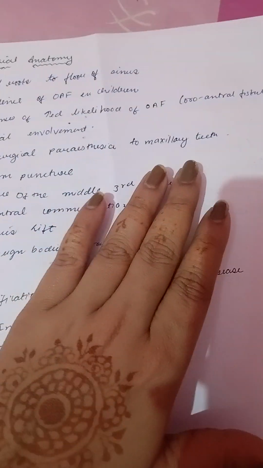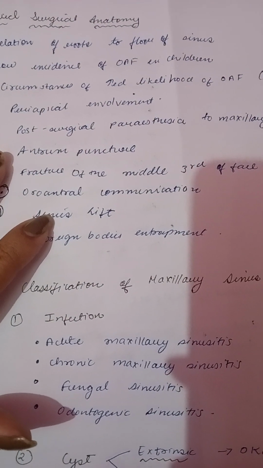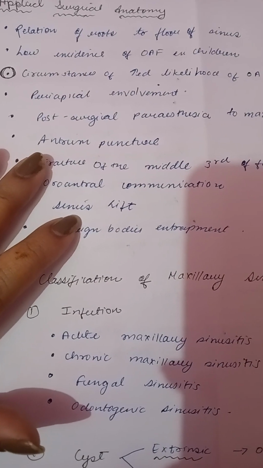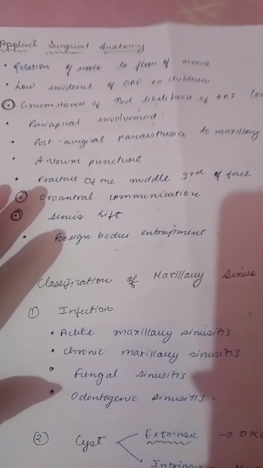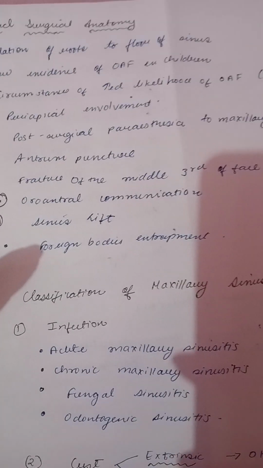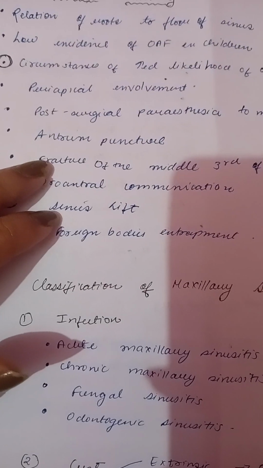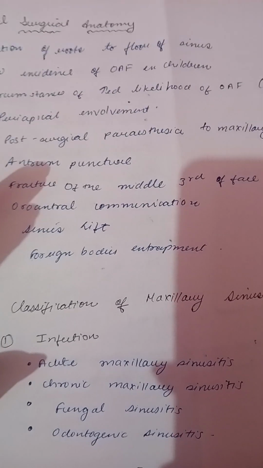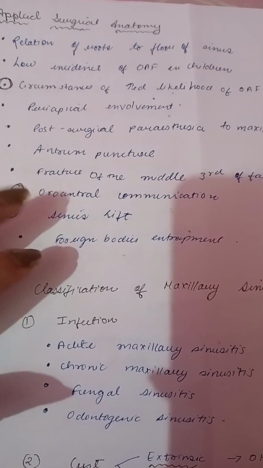Post-surgical paresthesia to maxillary teeth. When we are doing any surgery in the maxillary sinus, sometimes it leads to paresthesia of maxillary teeth. Also antrum puncture. Fracture of middle third of face. Maxillary sinus plays a very important role in fracture of middle third of face, and we have also seen it act as a shock absorber. But we will deal with the middle third of the face in detail when we study trauma. I'll leave it.